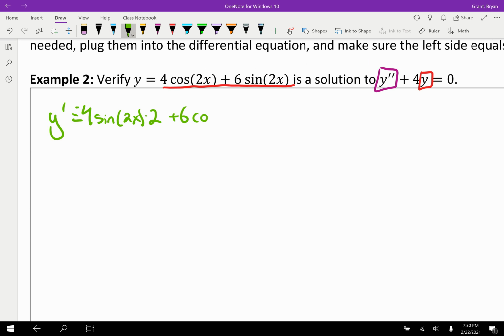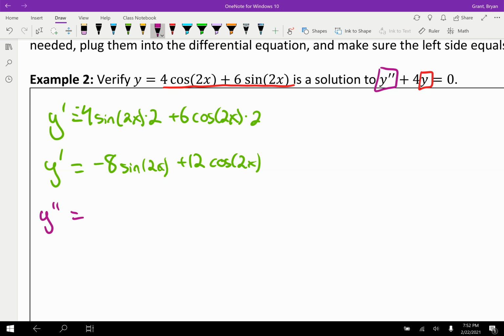Plus 6 cosine of 2x, derivative of the inside is times 2. So we'll clean that up slightly, looking at negative 8 sine of 2x plus 12 cosine of 2x. Nifty. Once we're here, though, since we want y double prime, we need one more derivative.